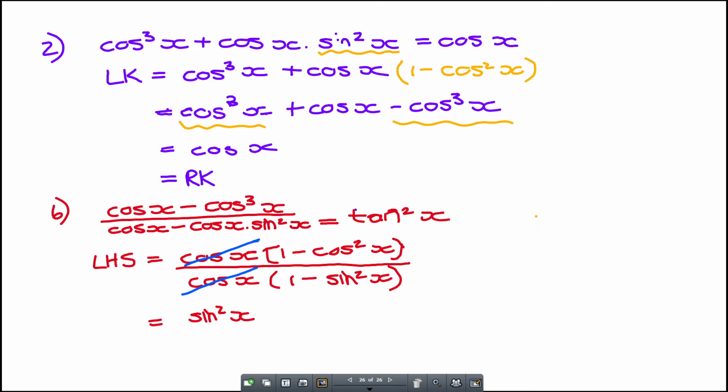And at the bottom, 1 minus sine squared x is the same as cos squared x. Okay, and that is the same as tan squared x. And then, I don't have space anymore, but write is equal to the right-hand side. No, you must tell me is equal to the other side. So any questions there?